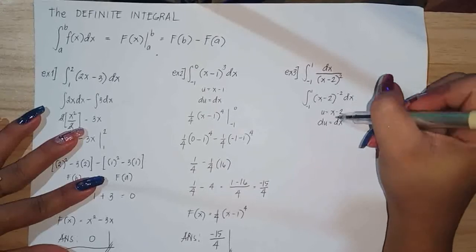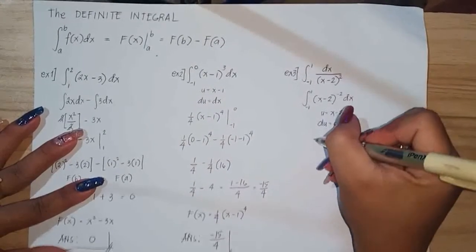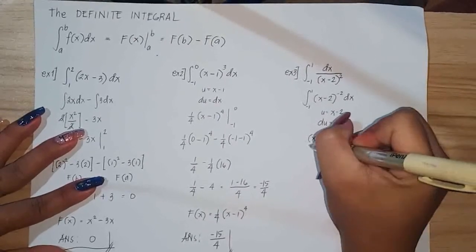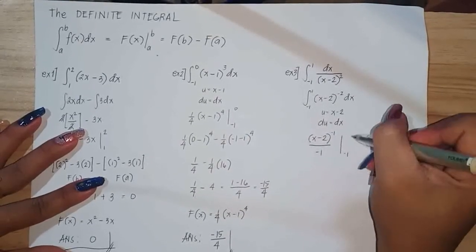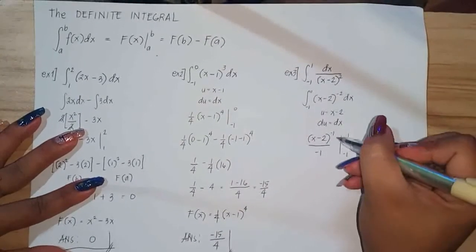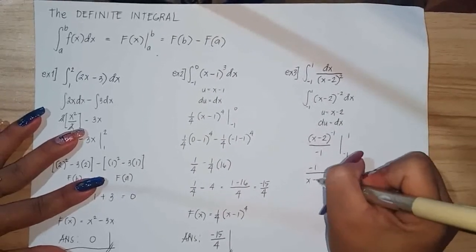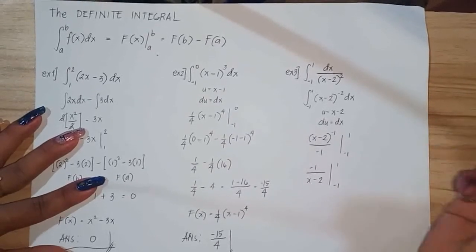So what comes out is u raised to -1 over -1. So you will have x minus 2 raised to -1 over -1, and the limits are from -1 to 1. Simplifying this first equation, you will have -1 over x minus 2, wherein the limits are from -1 to 1.